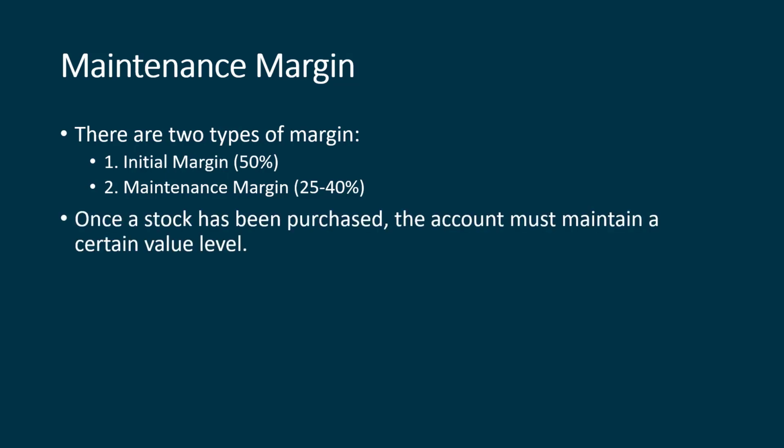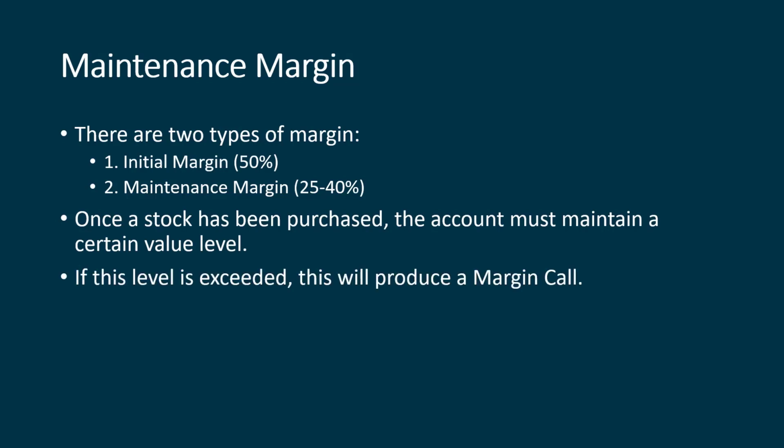Once a stock has been purchased, the account must maintain a certain value level. If this level is exceeded, so you're losing money and you've used up value in your account, this will produce what is known as a margin call. They're going to call you and say, your account is not in good standing right now. We need you to do something. So how do you fix this problem?